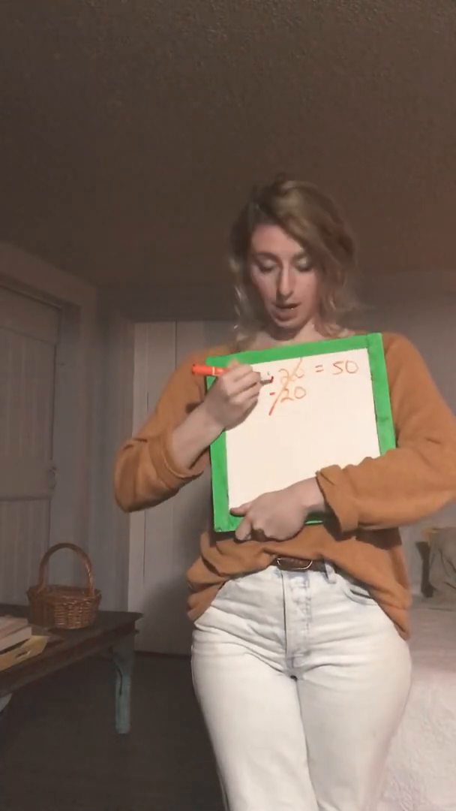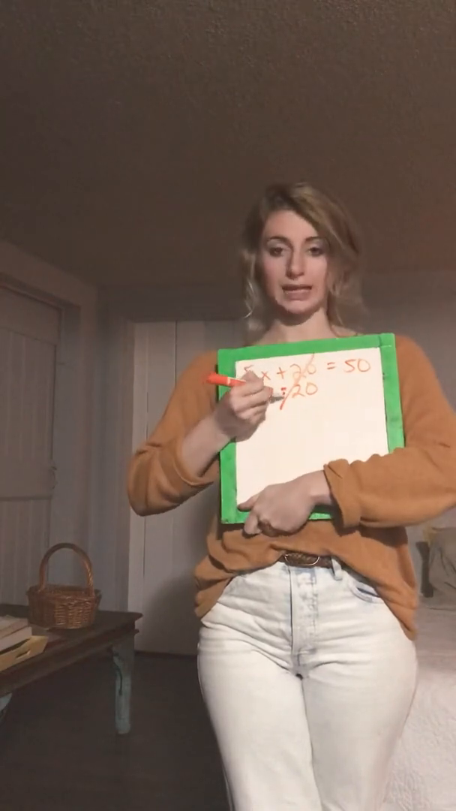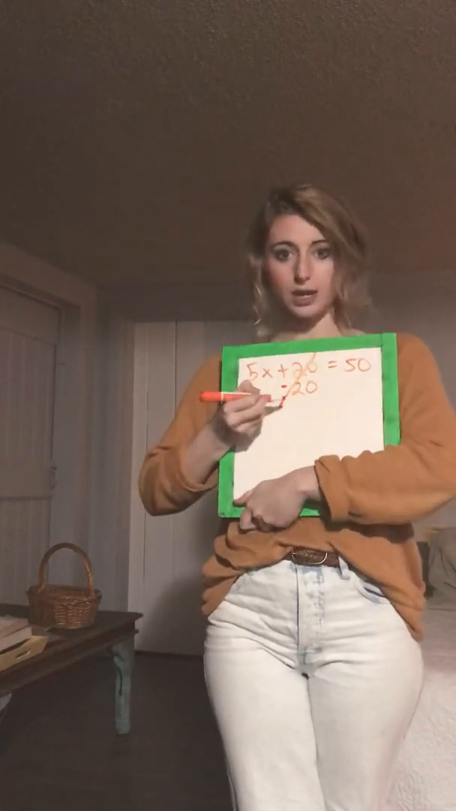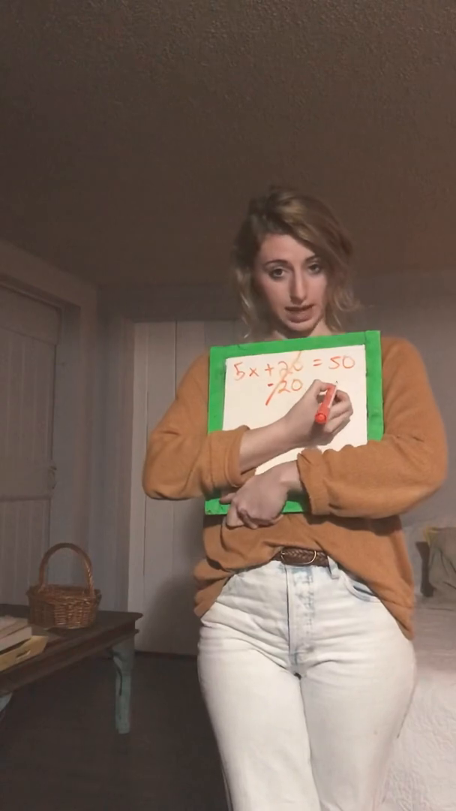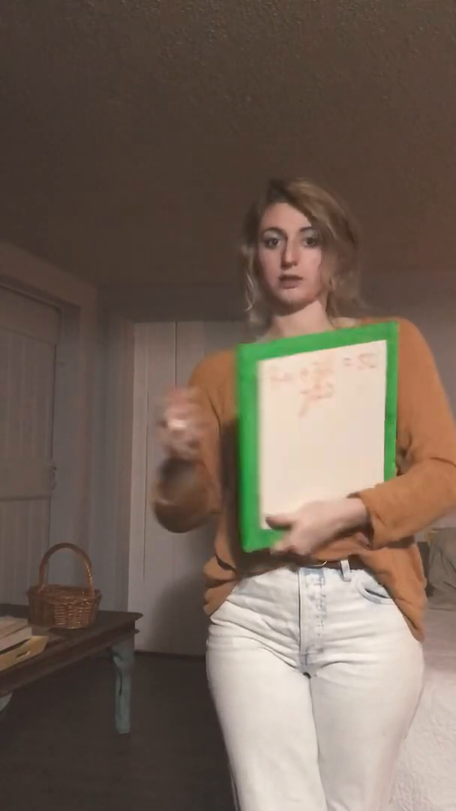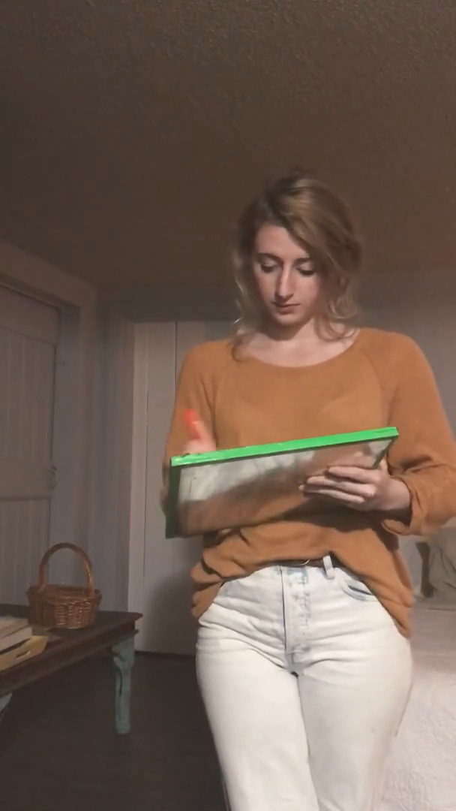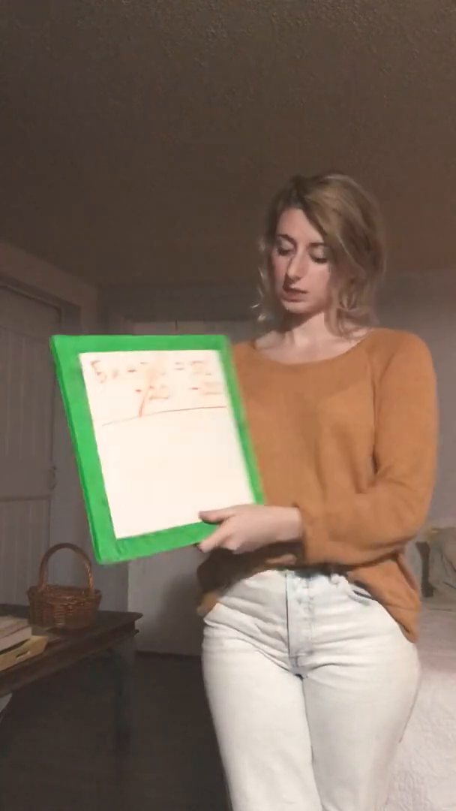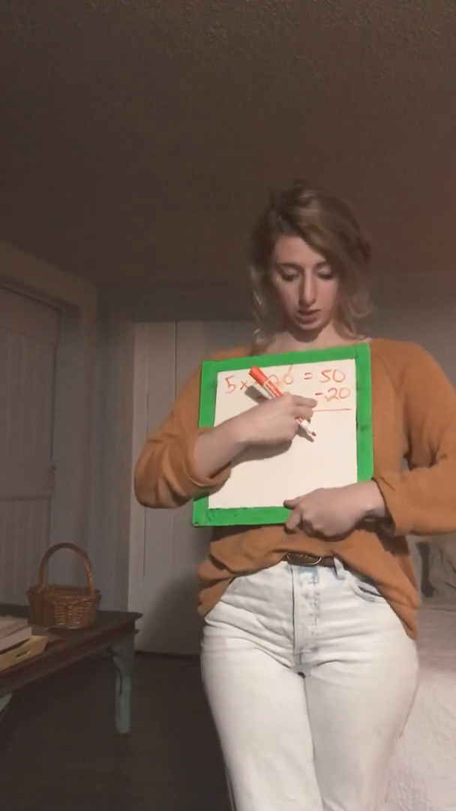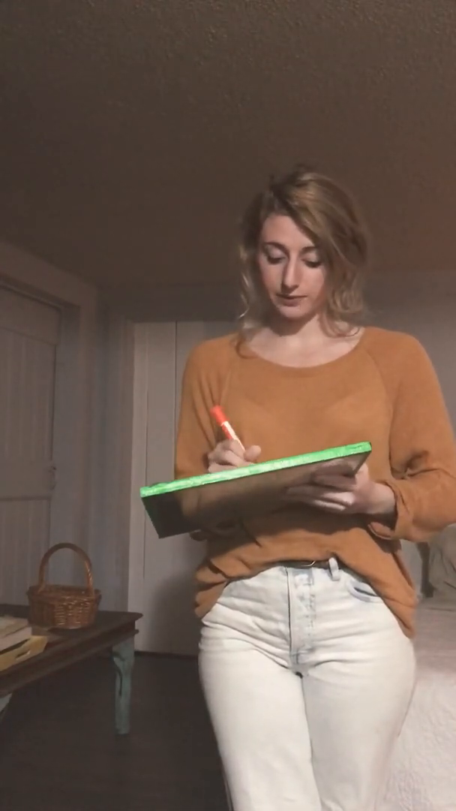Okay, so a positive 20 minus a 20 gives you 0. Well, that 20 can't just be canceled out. We have to do something else with it. We have to do it over to this side too. So if we subtract 20 from here, we have to subtract 20 from right here. So 50 minus 20 will equal 30. Our new equation is 5x equals 30.